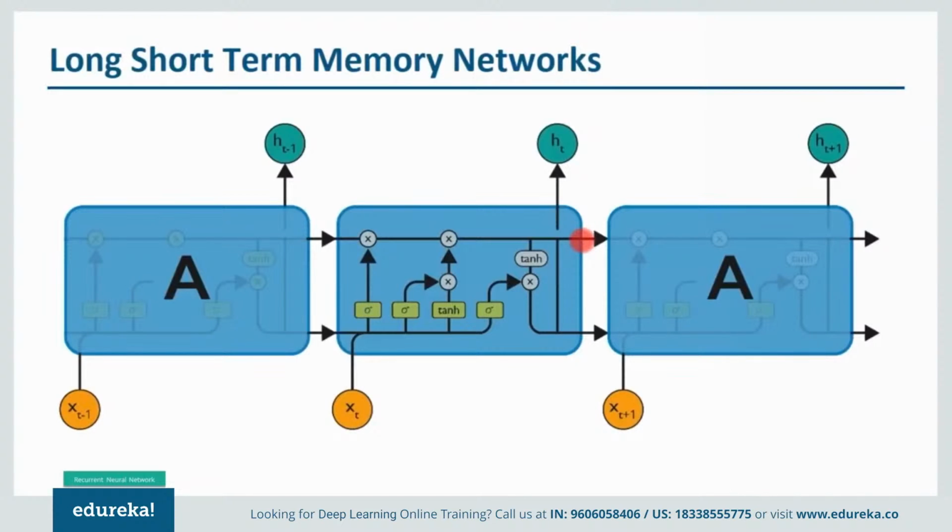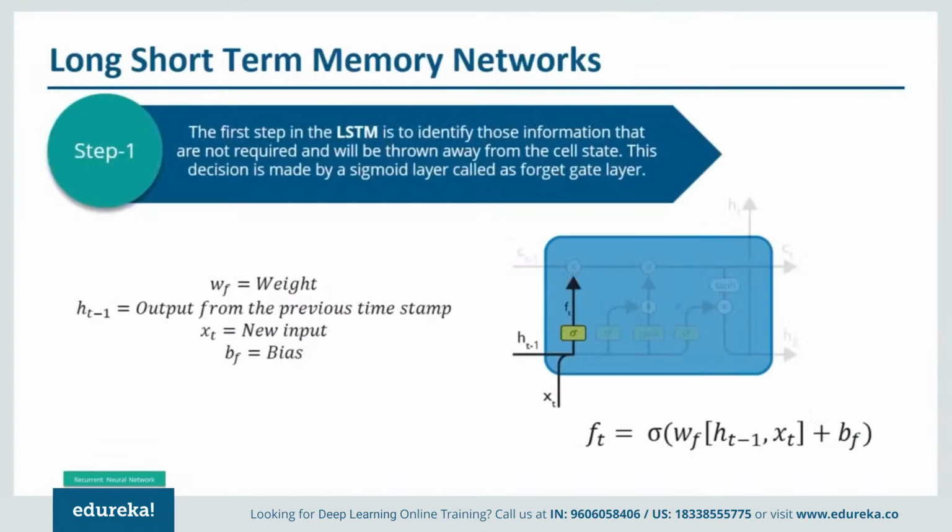It runs straight down the entire chain with only some minor linear interactions. Now what I'll do, I'll give you a walkthrough of LSTM step by step, alright? So we'll start with the first step. Alright guys, so the first step in our LSTM is to decide what information we are going to throw away from the cell state. And you know what the cell state is, right? I've discussed it in the previous slide.